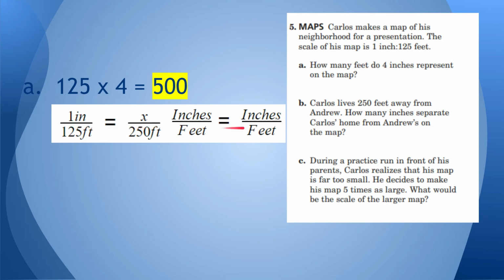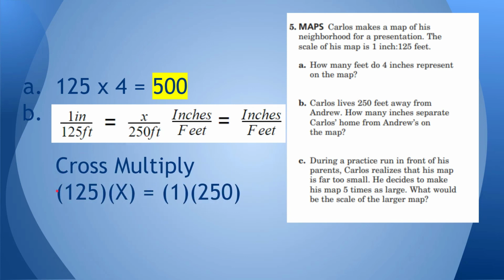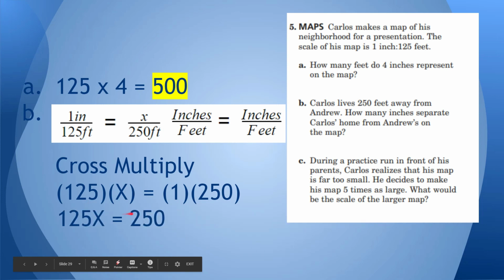So here we have B set up, which I already had set up on the page, sorry for that. We have our proportion of 1 inch over 125 feet equals X over 250 feet. Now we need to cross multiply, and we end up with 125 times X equals 1 times 250. Everybody knows 1 times anything is itself, so we're just going to end up with 250 on this side of the equation and 125x on this side.